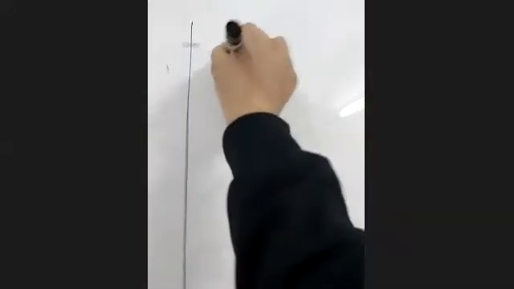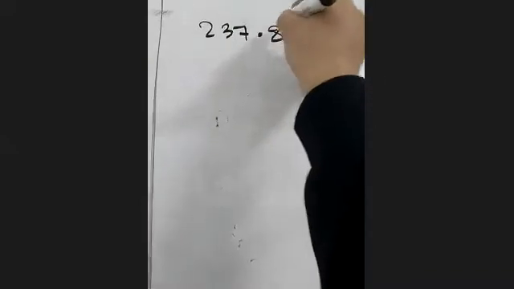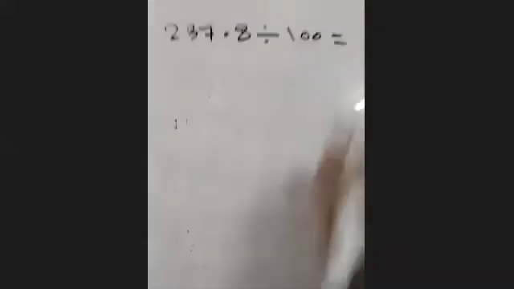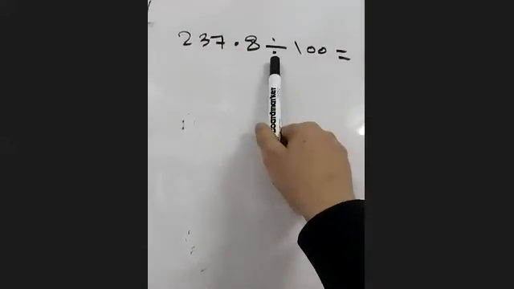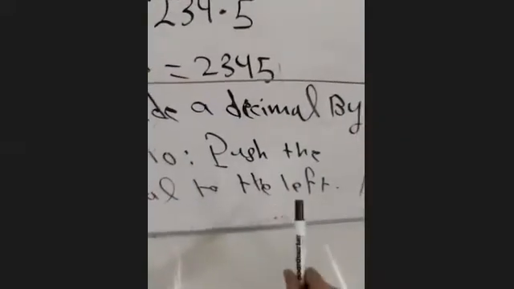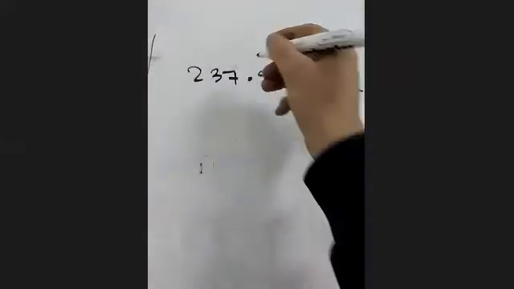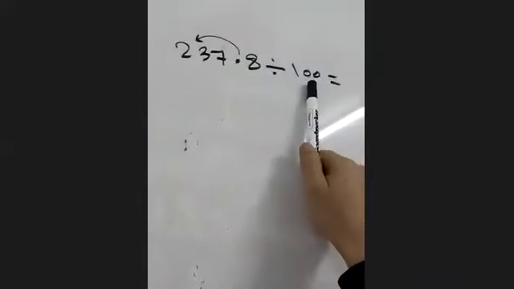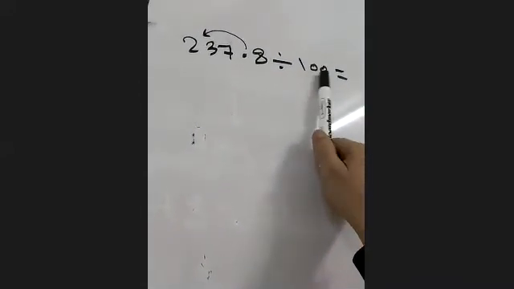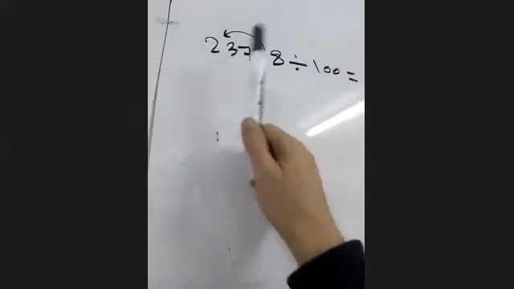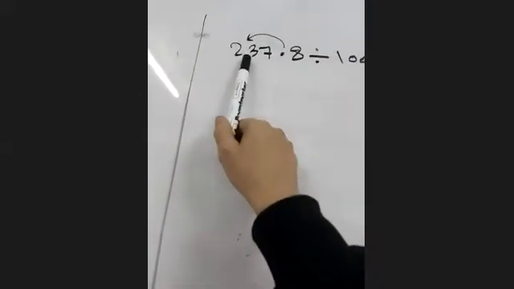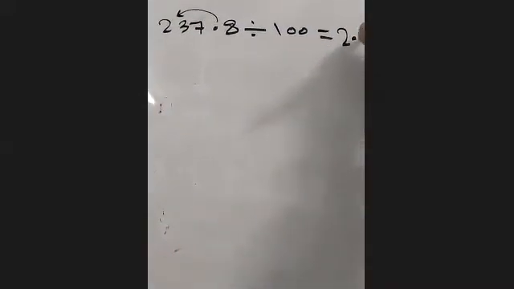For example, look here, guys. 237.8 divided by 100. Here we are dividing. If you divide, push the decimal to the left, not to the right. To the right means multiplication, but we are dividing here. So we are going to the left. How many digits? It depends on the number of zeros. Here we have 2 zeros. So we push the decimal to the left 2 digits. So the decimal will be between 2 and 3. The answer will be 2.378.